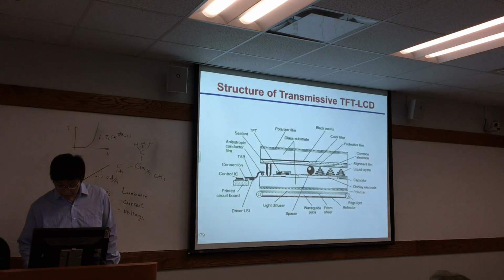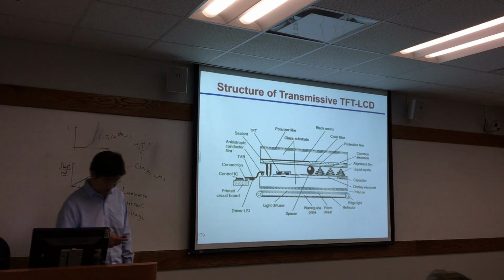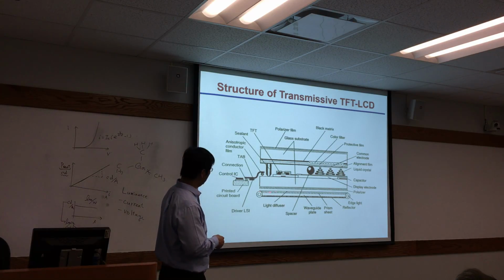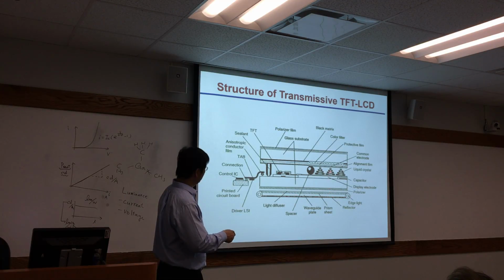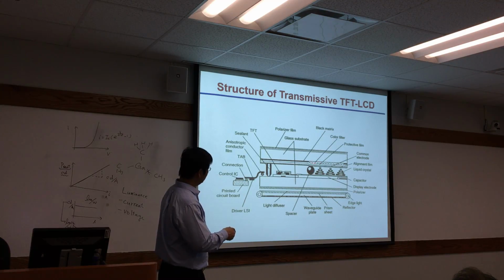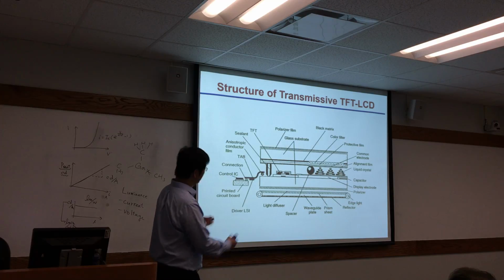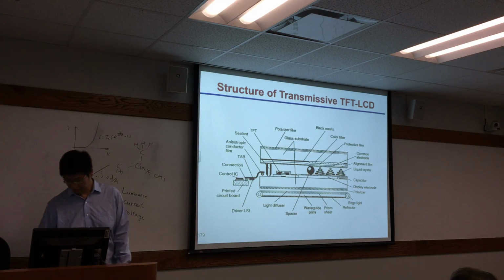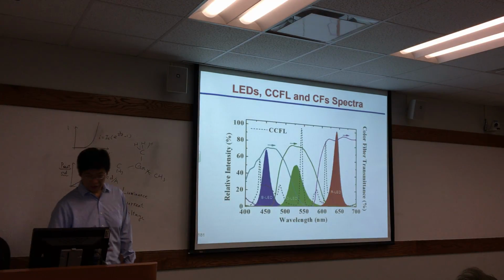And in the LCD structure, the backlight system here will go to the bottom, and here is the LCD, and how can they have the color? We here have the color filter to filter out the red or green or blue. So each subpixel has a different color filter. So let's see here.